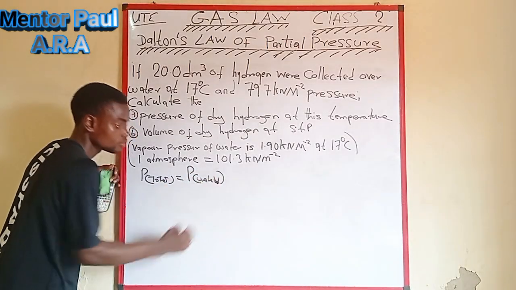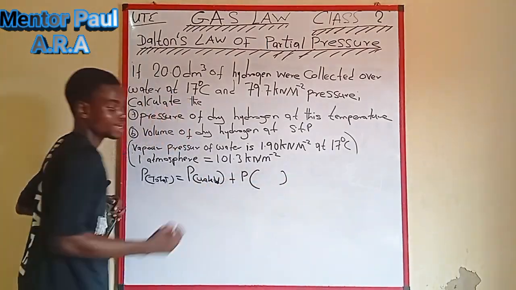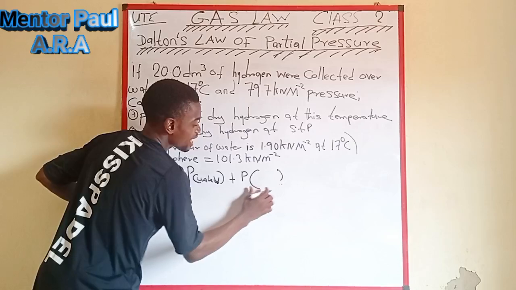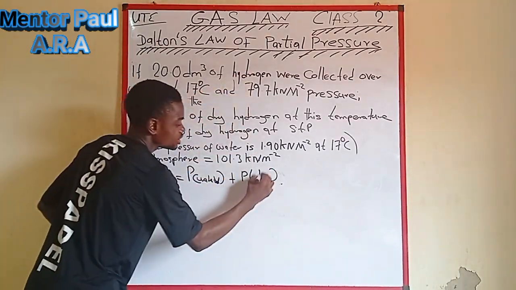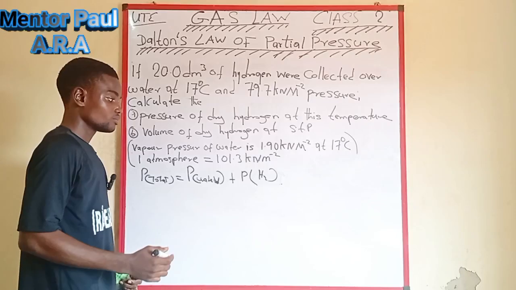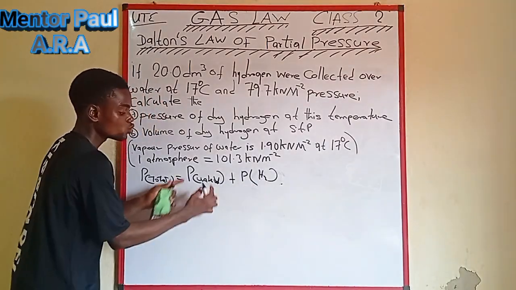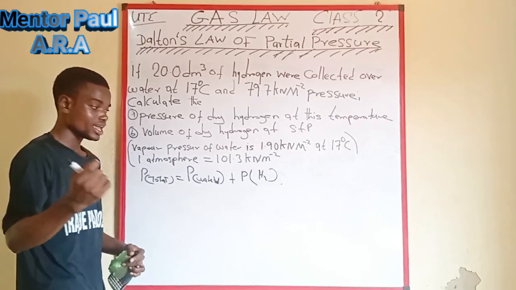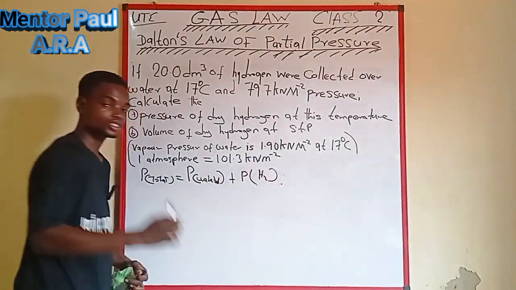I'll write it as P water V, plus the P of gas. So in this case, the gas they want to collect over water is hydrogen. As you can see, hydrogen. Are you getting me? Now, what am I going to do? I'm looking for that hydrogen without the water vapor. Like I said earlier, I'm going to make the pressure of hydrogen the subject of the formula.